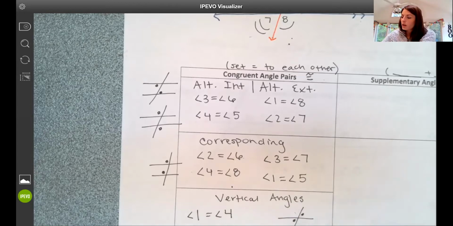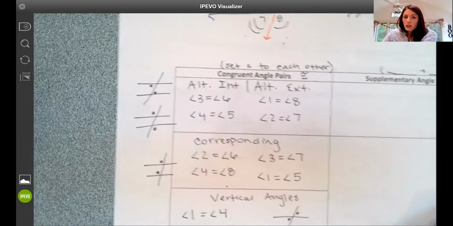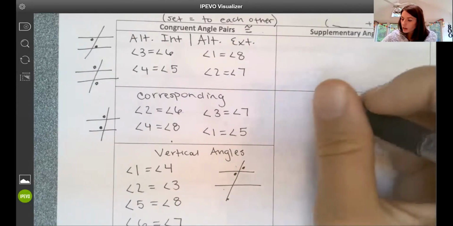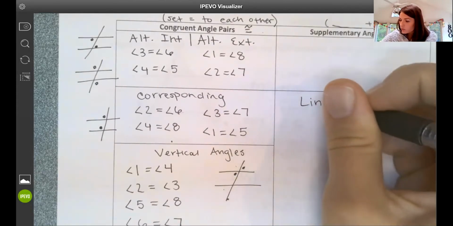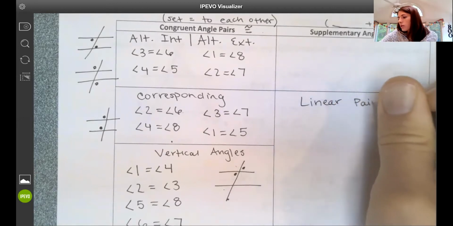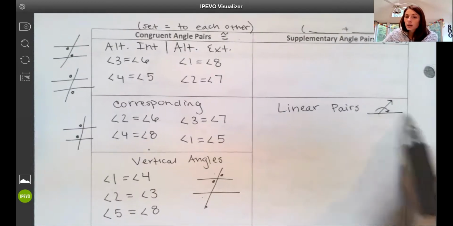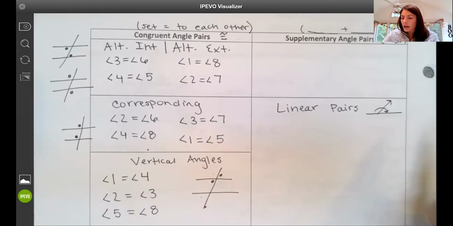Angle 1 and angle 5 are corresponding, so they're equal in measure. Okay. Supplementary angles, so equal to 180. Something that we already know is that our linear pairs, from last unit, we know that anything that creates a line is giving me a 180-degree angle. Okay, we know that from last unit.